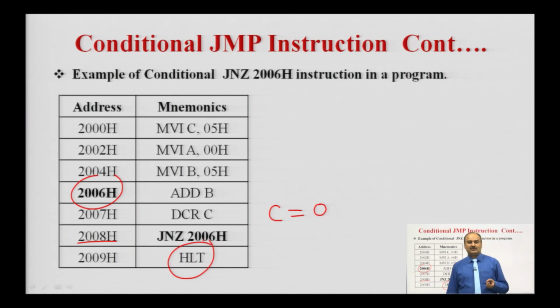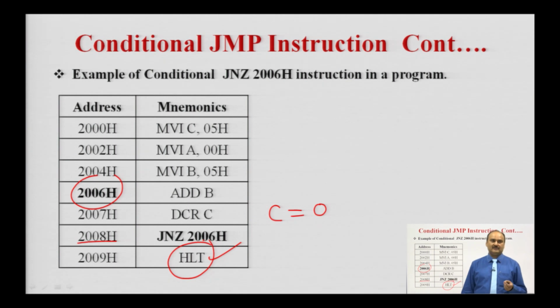And when the value of C becomes 0, the condition is false, and the processor will come out of the loop and execute the next instruction, which is nothing but the halt instruction, and it will terminate the program. So, this is the use of the conditional jump instruction.